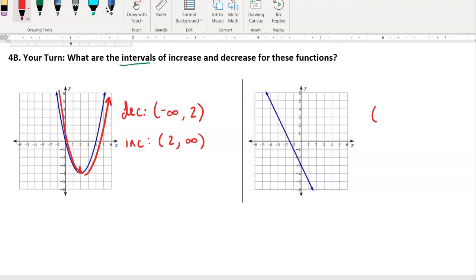All right, in this one, all that's happening is it's decreasing, and it's always decreasing. So no matter which points you pick, whichever pair of points you pick from left to right, it will always be decreasing. It's not increasing at all.